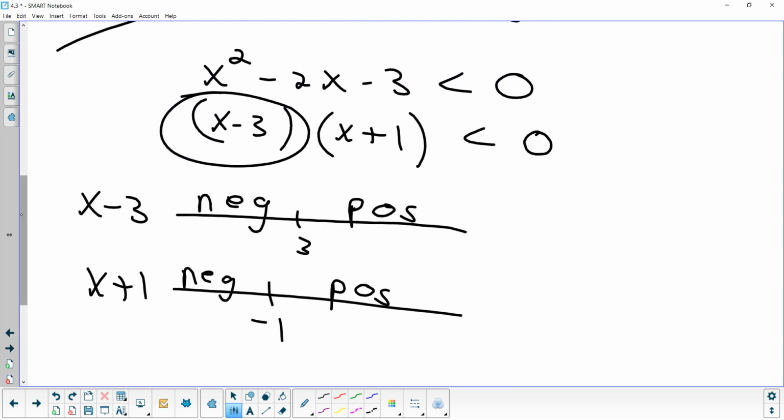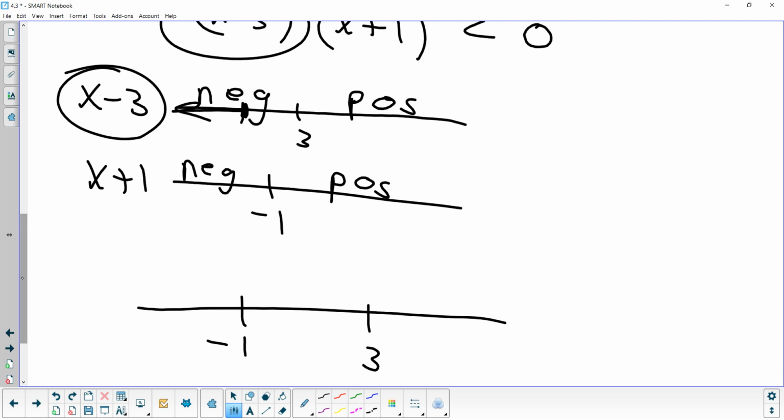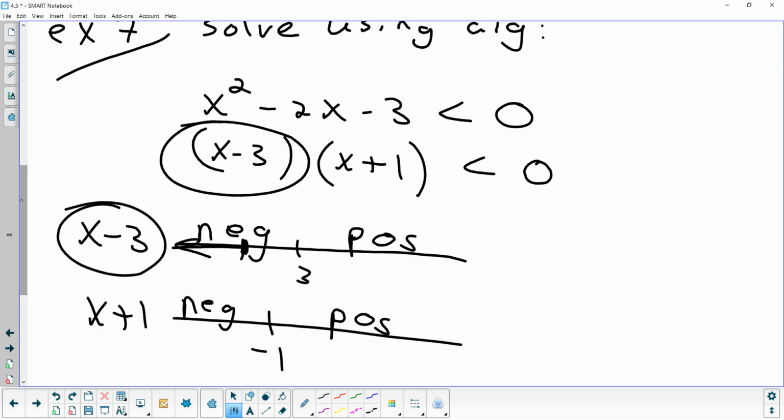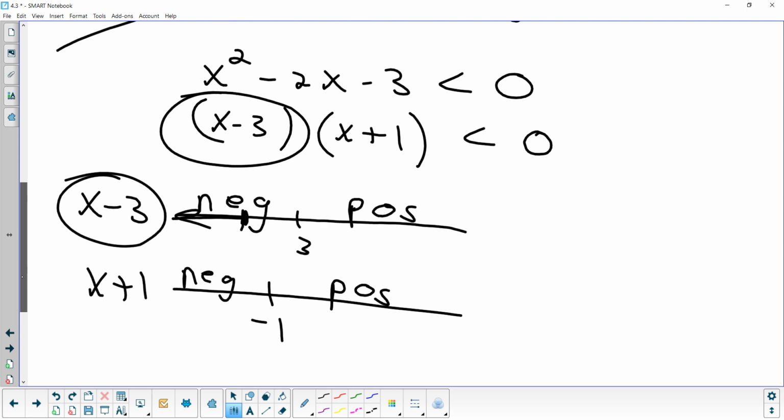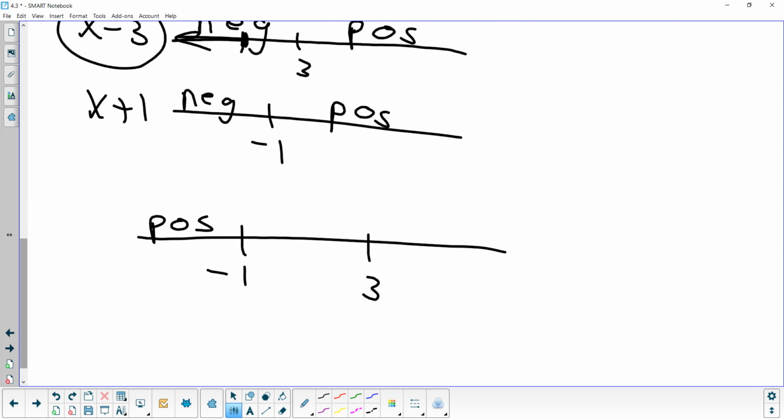Tyler, if I plug in a number that is smaller than -1, what section would I be in my top number line? Negative. Smaller than -1 would be somewhere like down in that area. What if I plug in a number smaller than -1 in my bottom number line? It would also be negative. And what do you get if you take something that's a negative times something else that's a negative? You get a positive. Let's check between -1 and 3.